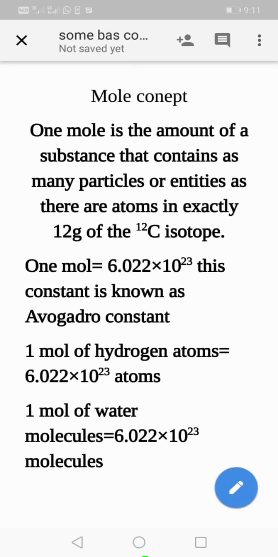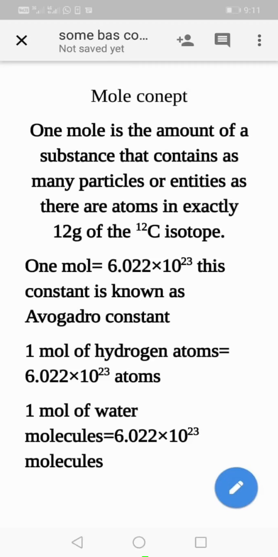So whatever the compound may be, if you are taking its molar mass, for water you will have to take 18 gram. Carbon dioxide, the molar mass is 44 gram. If you are taking methane, 16 gram. Whatever the substance, if you take that many grams, it will have 1 mole of substance. It will have 1 mole of particles.